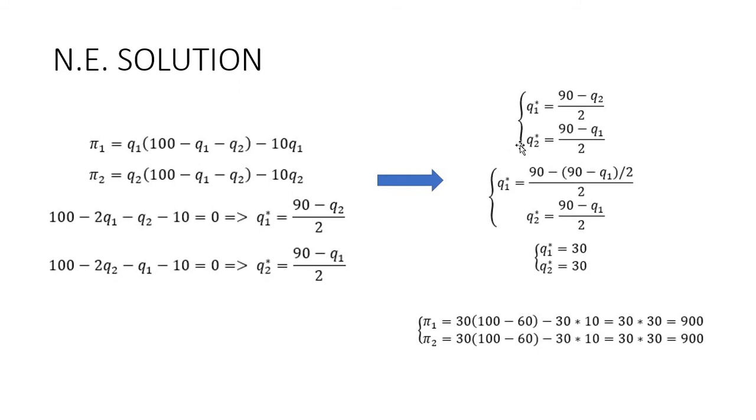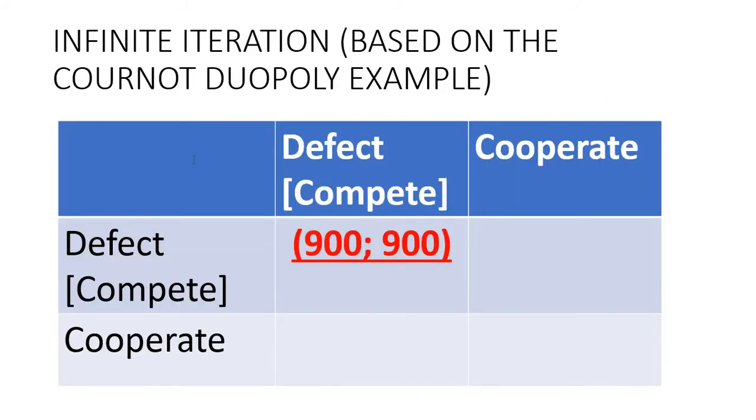So then you have to solve the system of equations. You will see that the firms will produce the same quantity, which makes sense because they have symmetrical marginal costs. And in this case, their profits will be equal to 900. So if two firms decide to defect or to compete, then both of them will get 900.